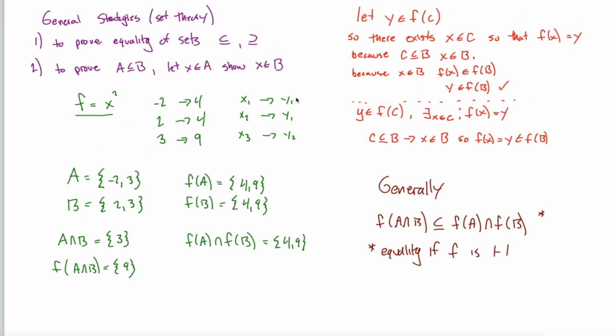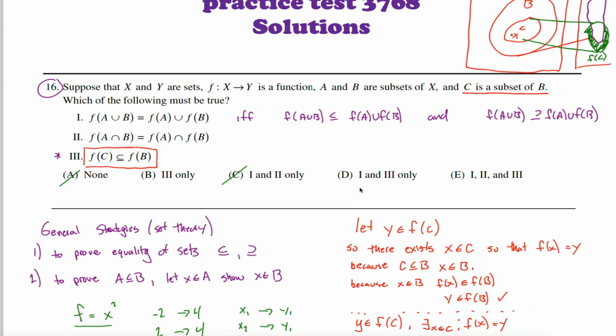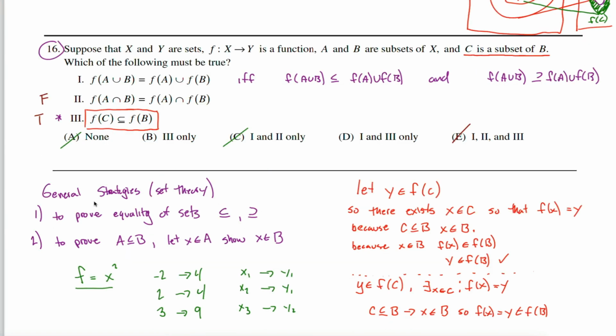So let's see, does that give us enough information to answer the question? Unfortunately, I don't think it does. We already know that statement 3 is true, and we just figured out that statement 2 is false, so this isn't the answer. But I think we still have to evaluate the validity of statement 1, unfortunately. Well, let's see what happens if we try to prove equality by showing containment in both directions.